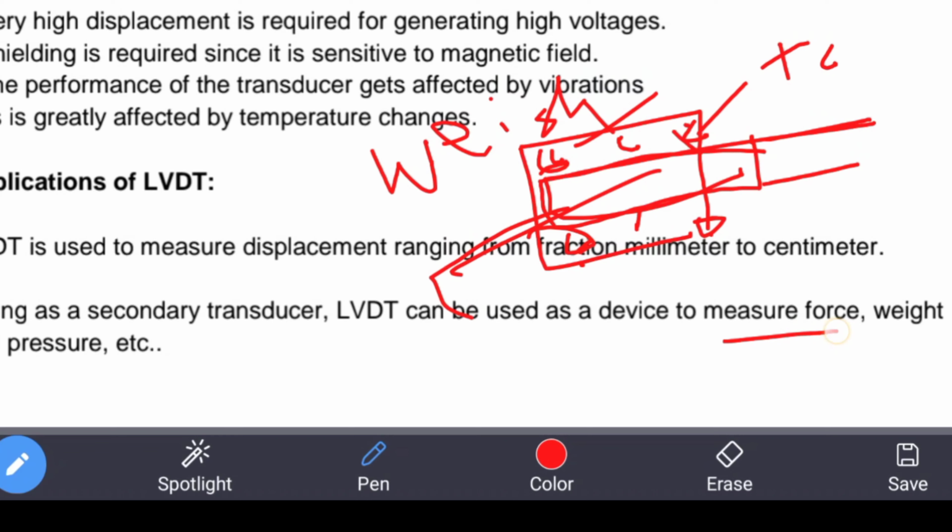Not only this, in industries we use LVDTs to measure force, weight, pressure, etc. This is about LVDT and how it works.